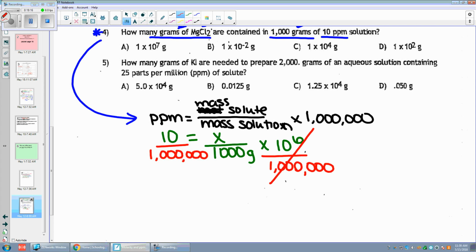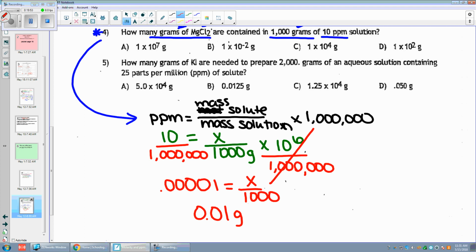10 divided by a million, well, that's going to be small. So I'm going to get 0.00001 equals X over 1,000. At this point, how do I solve it? I cross multiply. So 1,000 times 0.00001 is going to give me 0.01 grams, because I solved for that.